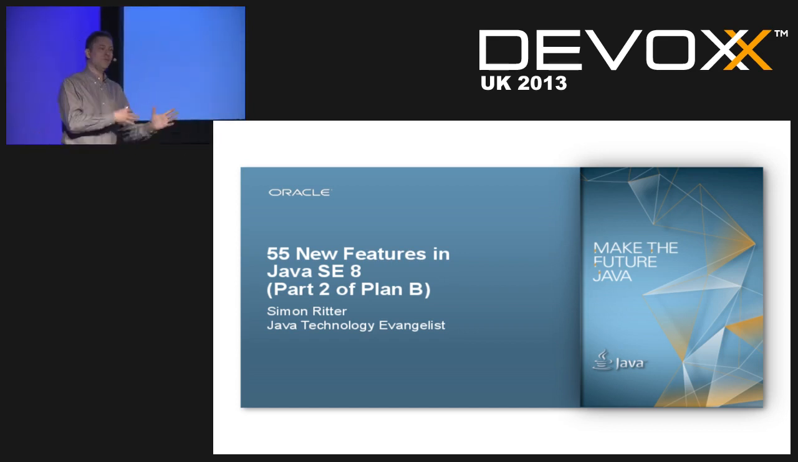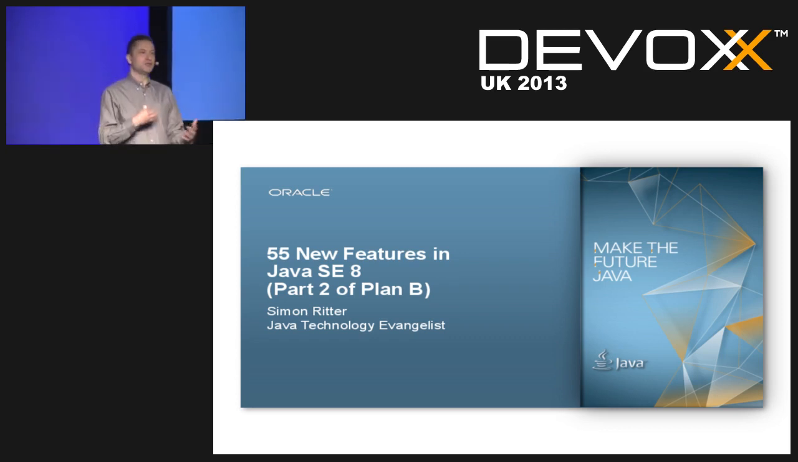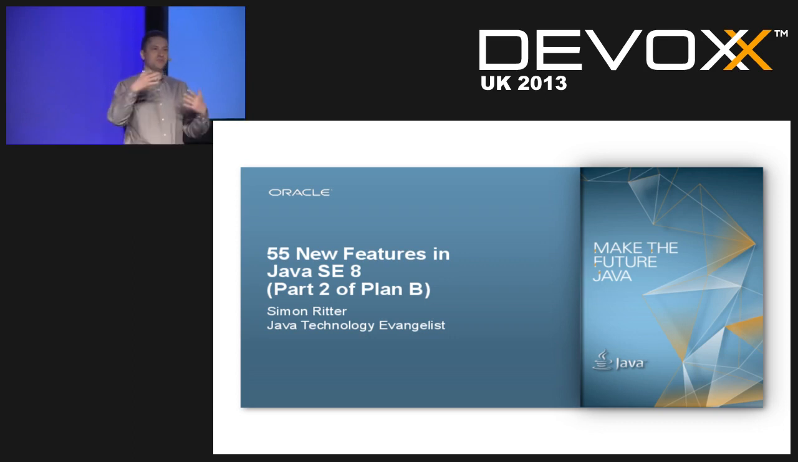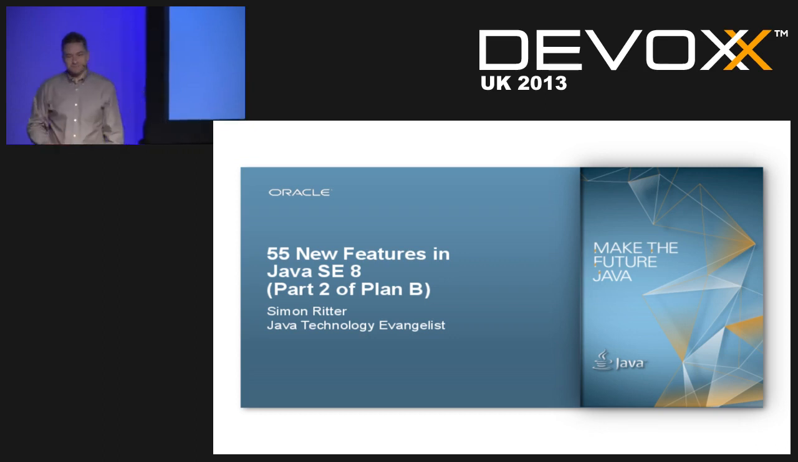Because Plan B, if you remember, was when Oracle acquired Sun and decisions were made about what we were going to do in terms of Java SE. They decided that Java SE 7 would be split into two parts so that we could release Java SE 7 in a timely manner, and then we could push other things out to Java SE 8.